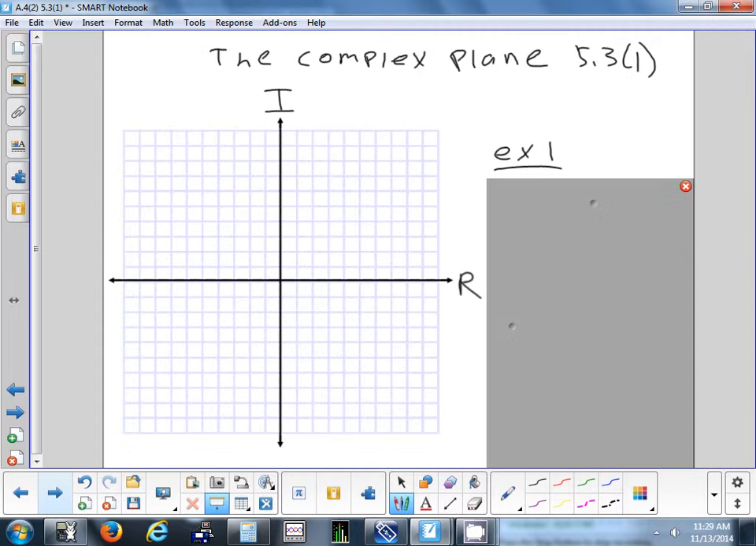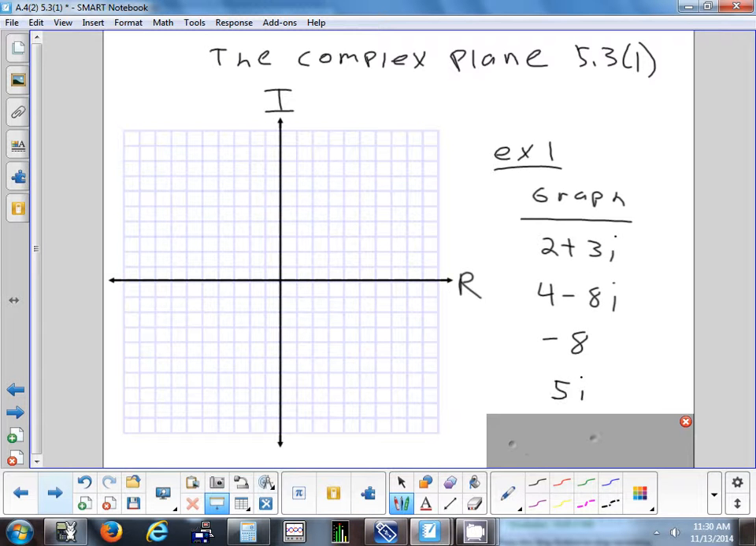All right. So that finishes up A.4 in the back of the book. Okay, so the last thing we're going to look at is section 5.3. We'll see how much we have time for. Okay, but this is the complex plane. So what the complex plane allows us to do is graph imaginary numbers.